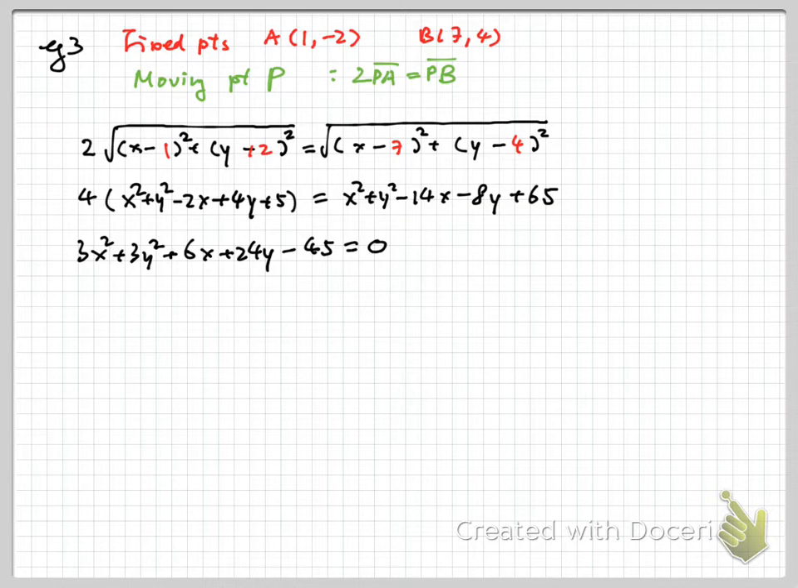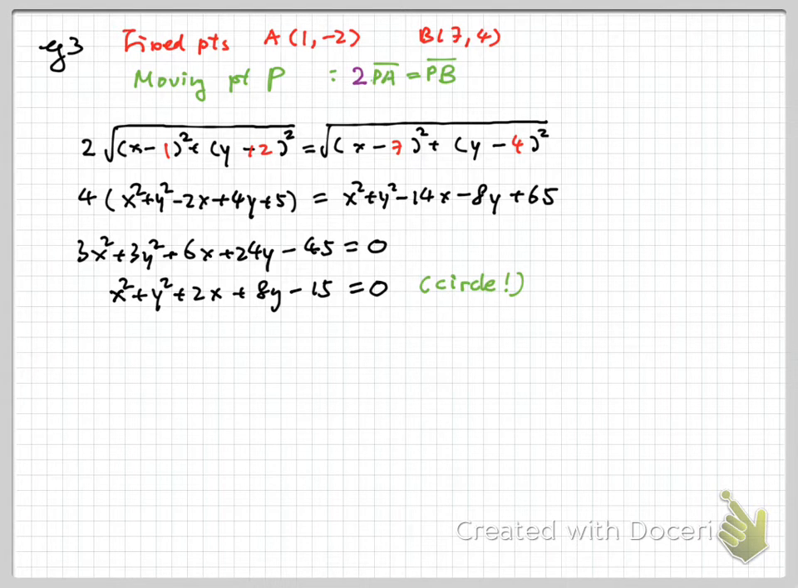It can be divisible by 3, so that is x squared plus y squared plus 2x plus 8y minus 15 is 0. It turns out, and we didn't expect it at first, that the locus is a circle. It's no longer a straight line. Just changing this number into a 2 will change the locus into a circle. It is not a straight line.